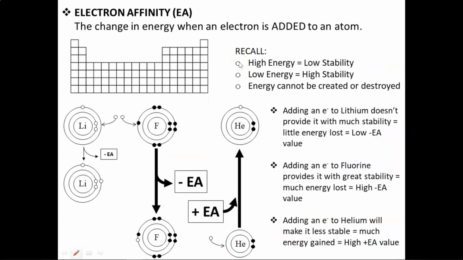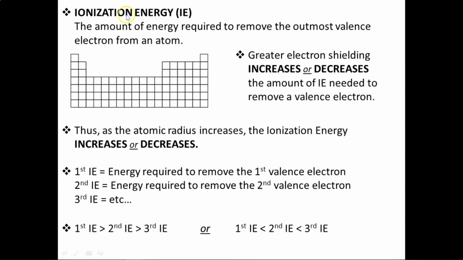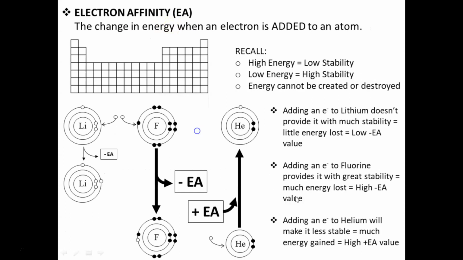The next trend we'll be looking at is called electron affinity, EA. Electron affinity is the change in energy when an electron is added to an atom. So while ionization energy is the change in energy when you remove an electron, EA is the change in energy when you add the electron instead. Now take a look at lithium.